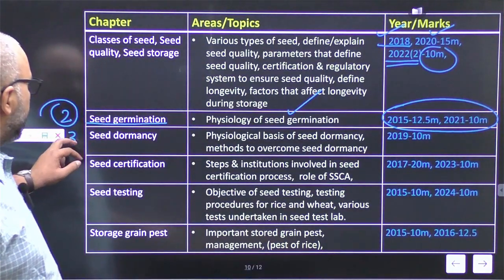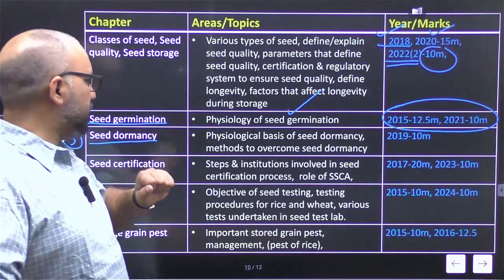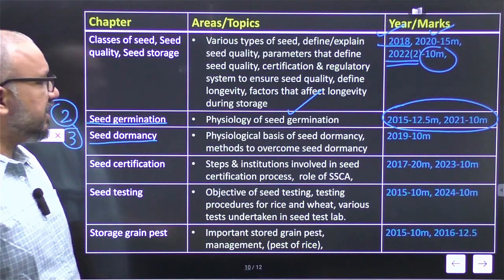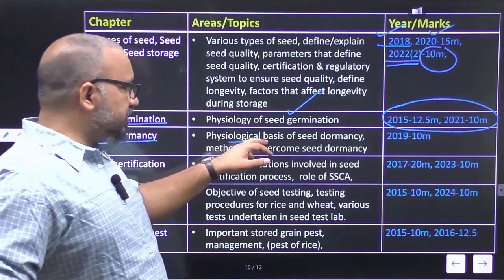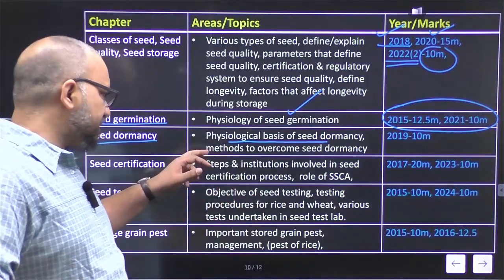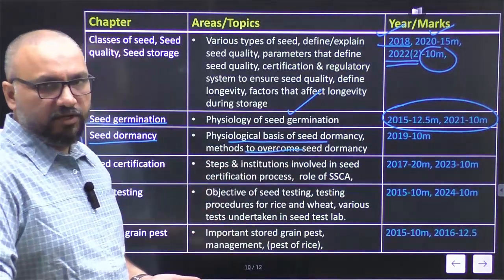Same way, seed dormancy, only once in the last 10 years a question has appeared from this particular topic. So physiological basis of seed dormancy, so what is the reason? Physiological basis and how to overcome seed dormancy.